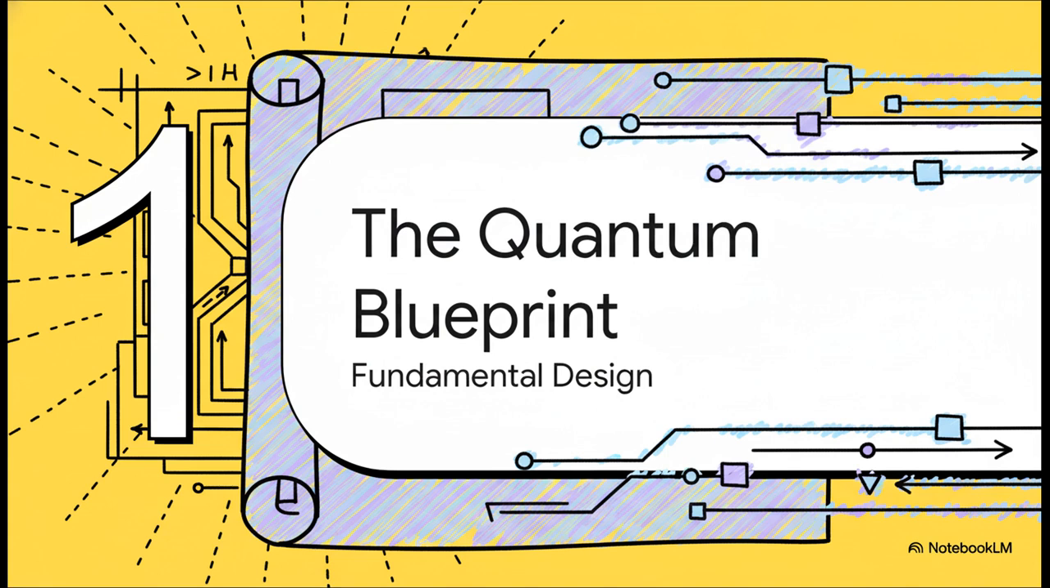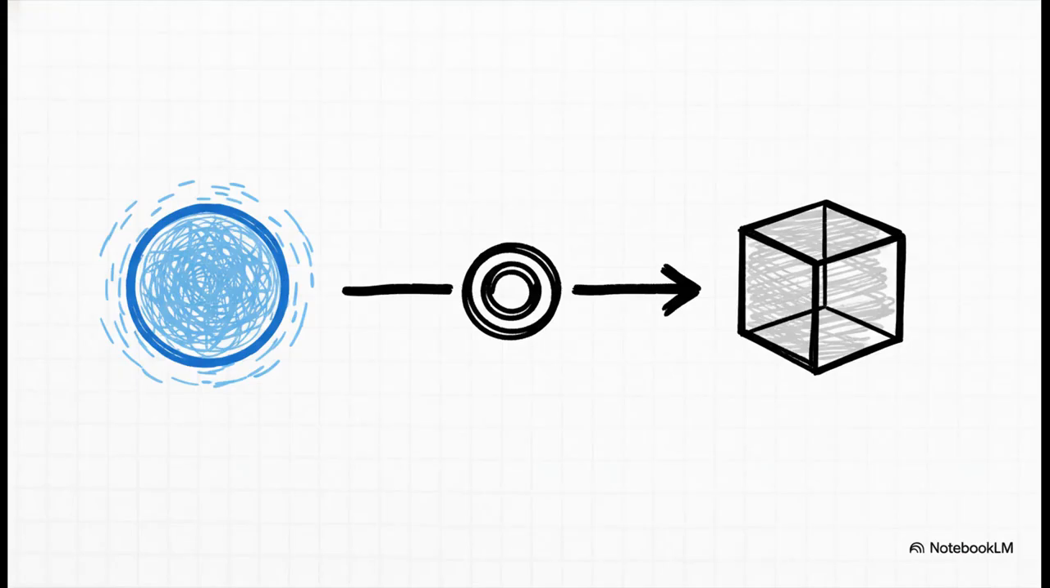First up, the quantum blueprint. Every design has to have a solid foundation, right? Well, in the world of quantum programming, especially when you're using tools like Qiskit, which is a big open source software kit, that foundation is something called the quantum circuit. Just think of it like the master file, the container that's going to hold and organize every single piece of our design.